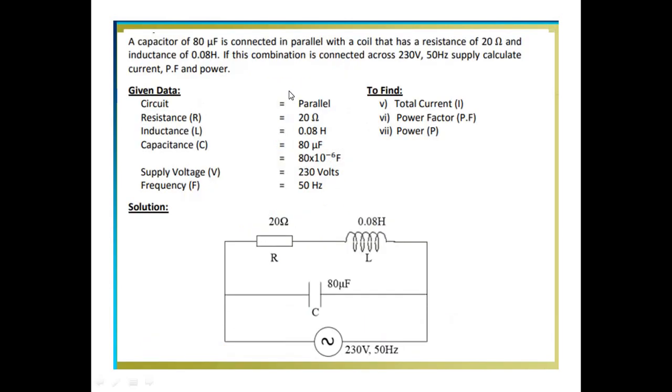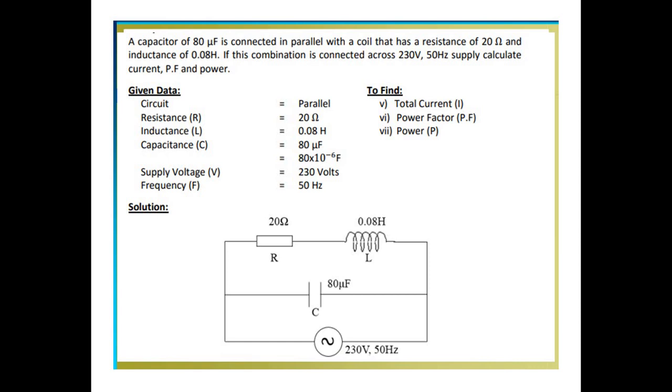Next problem. A capacitor of 80 microfarad is connected in parallel with a coil that has a resistance of 20 ohm and inductance of 0.08 Henry. If the combination is connected to the 230 volt 50 Hz AC supply, calculate the current and power factor.